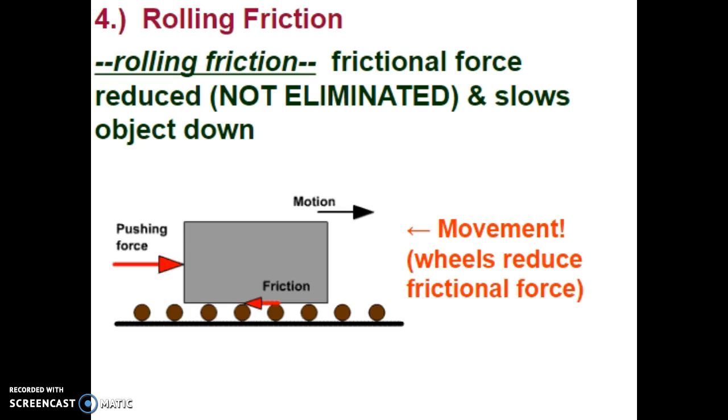Rolling friction is another type of friction. This is a frictional force that is reduced, not eliminated, and it slows an object down. So rolling friction is the least amount of frictional force that you would have to overcome. Wheels reduce that frictional force, reducing that contact from surface to surface.